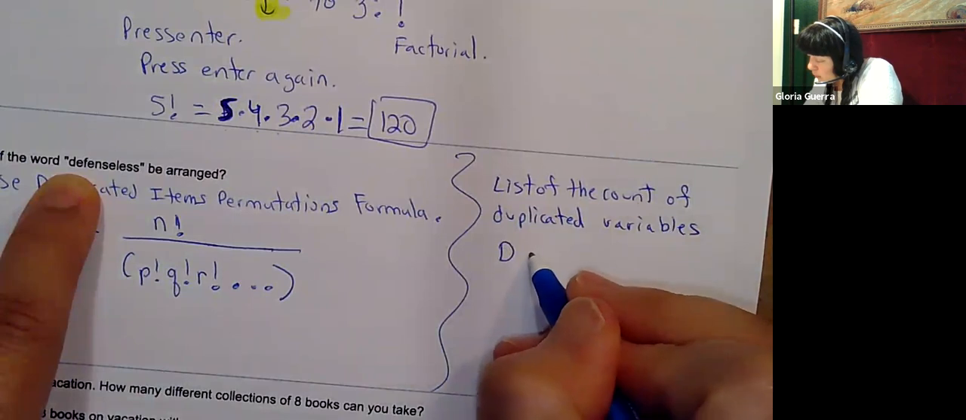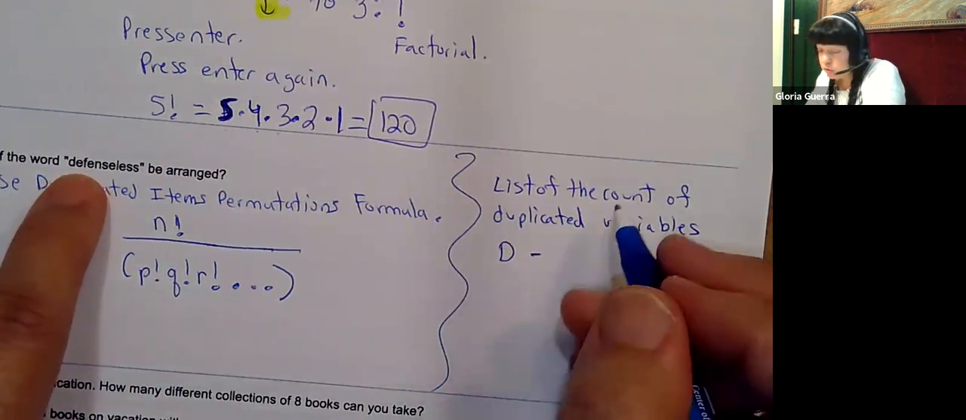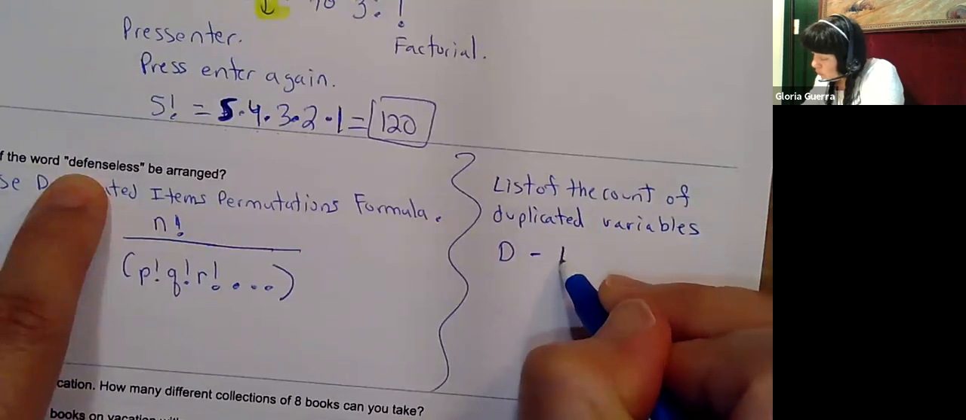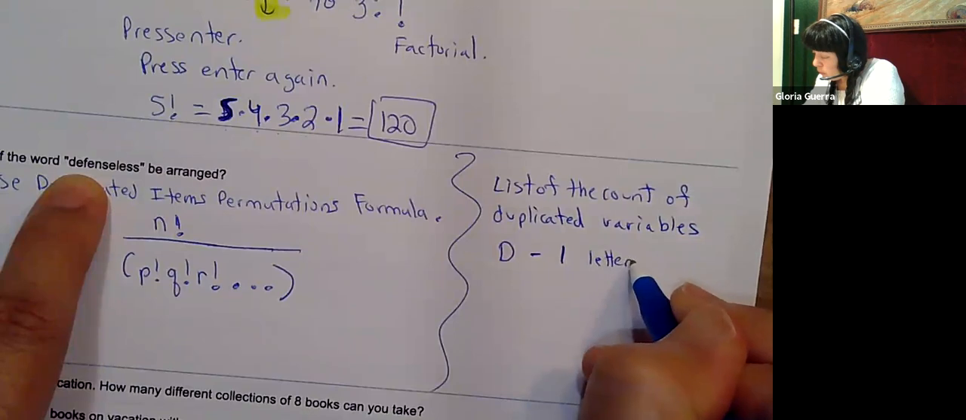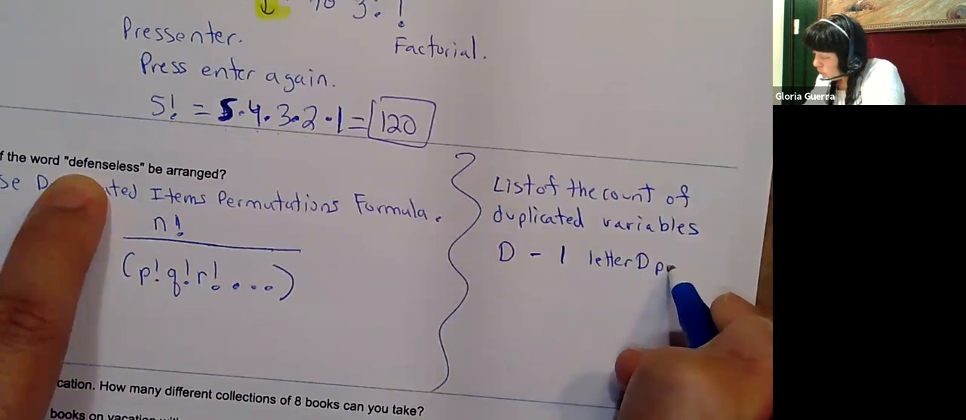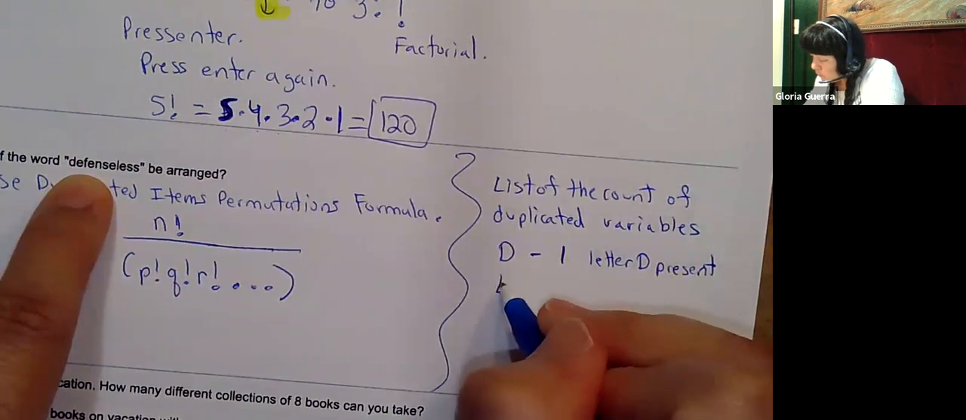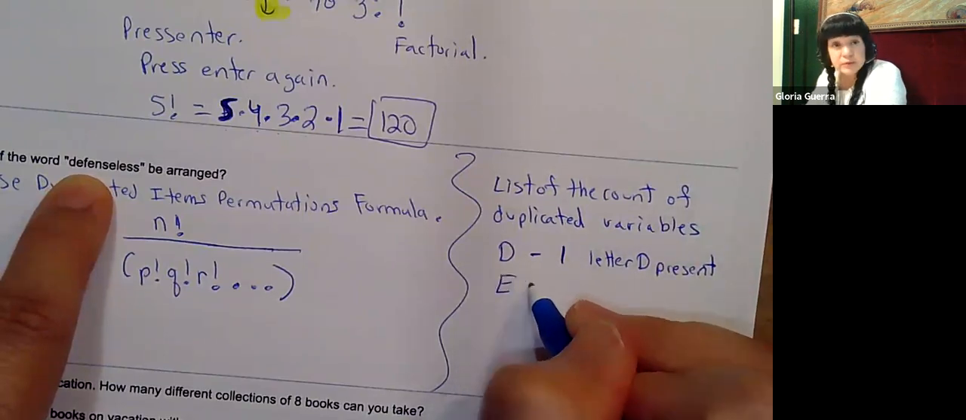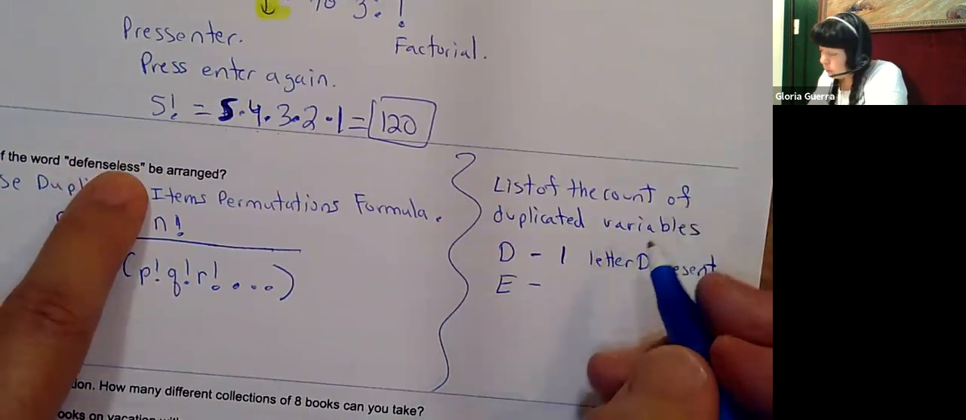Okay, and how many D's do you have? Just one. One letter D present. Okay, then you have E. So how many times does E show up? So there's 1, 2, 3, 4.